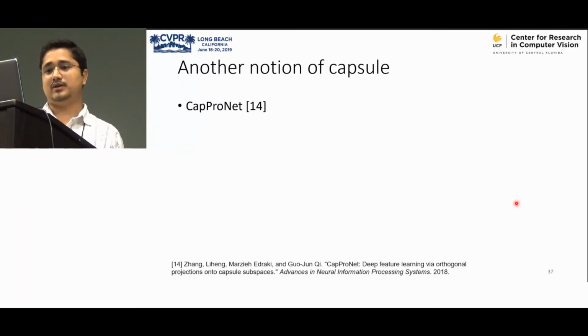So far in the work we have seen, we need routing to move from lower level capsules to higher level capsules. Routing will learn the transformation matrices as well as the agreement. We have another notion of capsule, where we have a group of activations, but moving from one layer to another, we don't need any routing. This is CapRoNet, a NeurIPS paper from last year.